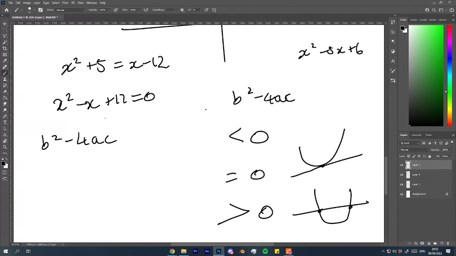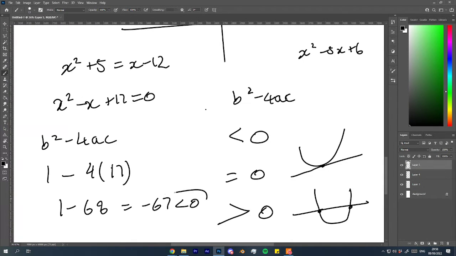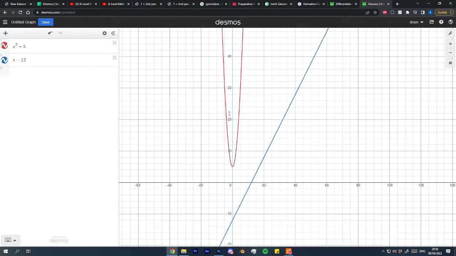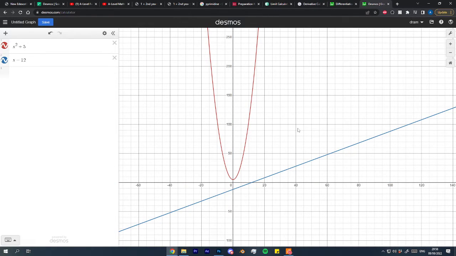B squared, that's minus 1 squared, so that's just 1. Minus 4 times a, which is just 1, I'm not going to write that down, times 17. 17 times 4 is 68. 1 minus 68 is minus 67. And we can see that's smaller than 0. And if we go back to the graph, they do not have an intersection point.